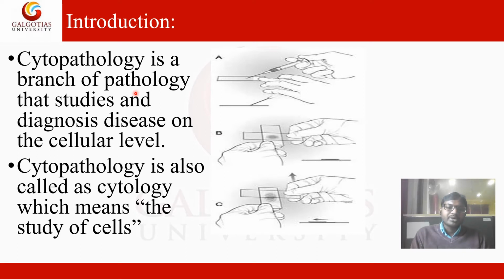Instead of that, we go for cytology, which means we are collecting the cells. Those cells we observe by staining. Cytopathology is also called cytology, which means the study of the cell. The cells collected from the human body are observed. You can see here the cells are collected by syringe, then they prepare the smear like this in the histopathology department.